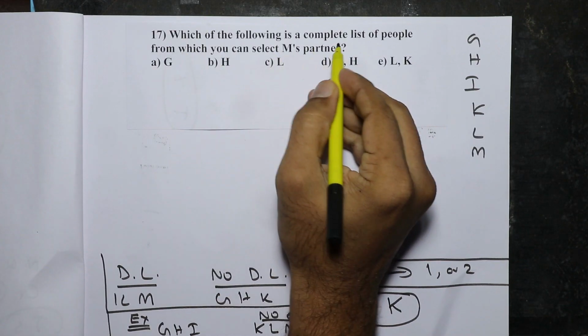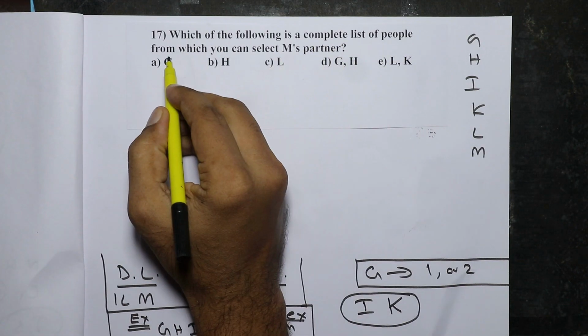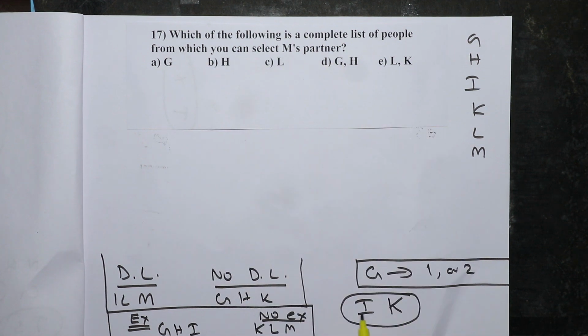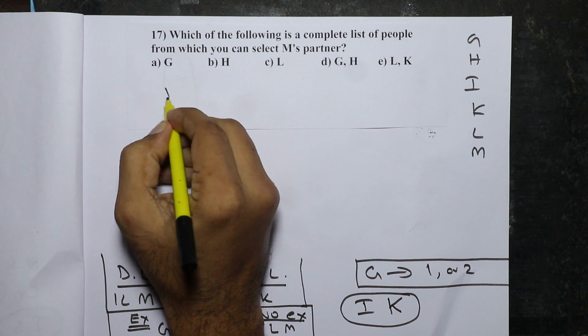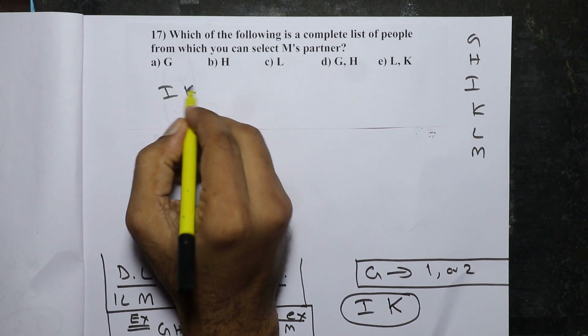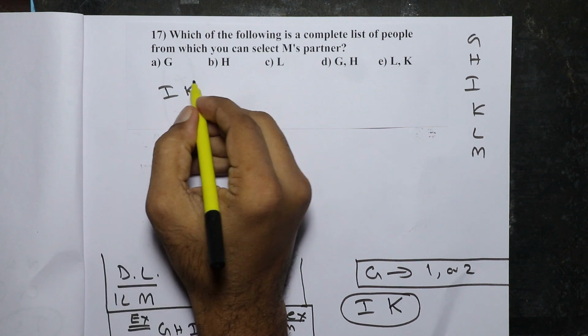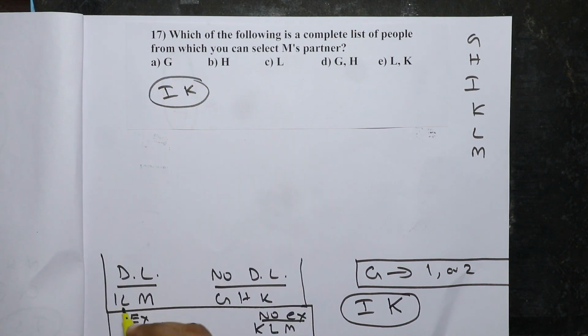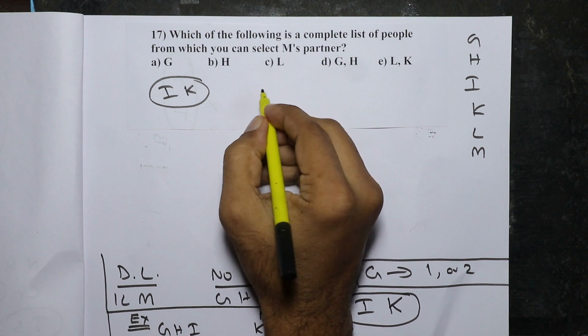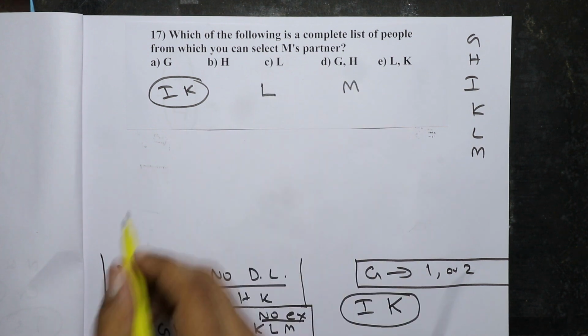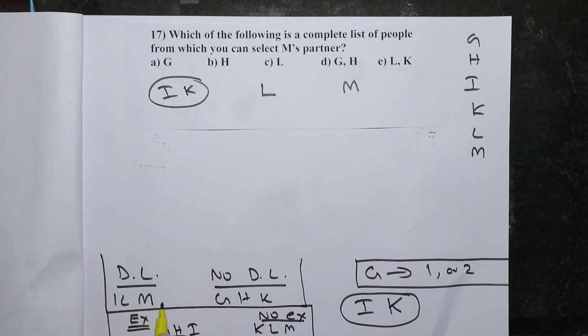Which of the following is a complete list of people from which you can select M's partner? Now one team is I and K. We know that. So one team is I and K. I, L and M, all three of them should be in different teams. So one team consists of I and K, then one member from another team will be L, then M. Because I, L and M, they should all be in different teams.